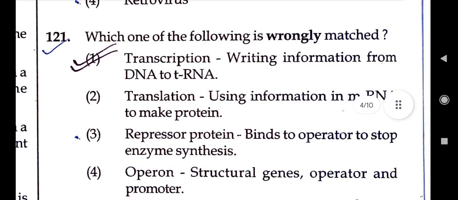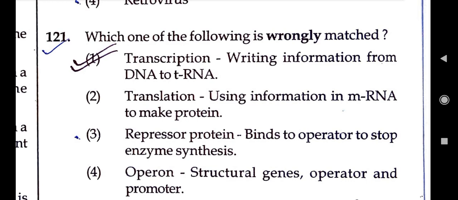Question number 121. Which one of the following is wrongly matched? If you match the following, which is the wrong one? Students, just notice which one is wrongly matched here. If you see option 1, transcription, matching writing information from DNA to tRNA. This is the unmatching option, that is the wrongly matched option, students. The others are matching options, so the others will not be the answer. So what will be the main answer for question number 121? Option 1 is the correct answer for this question. So the wrongly matched is option 1, transcription writing information from DNA to tRNA.